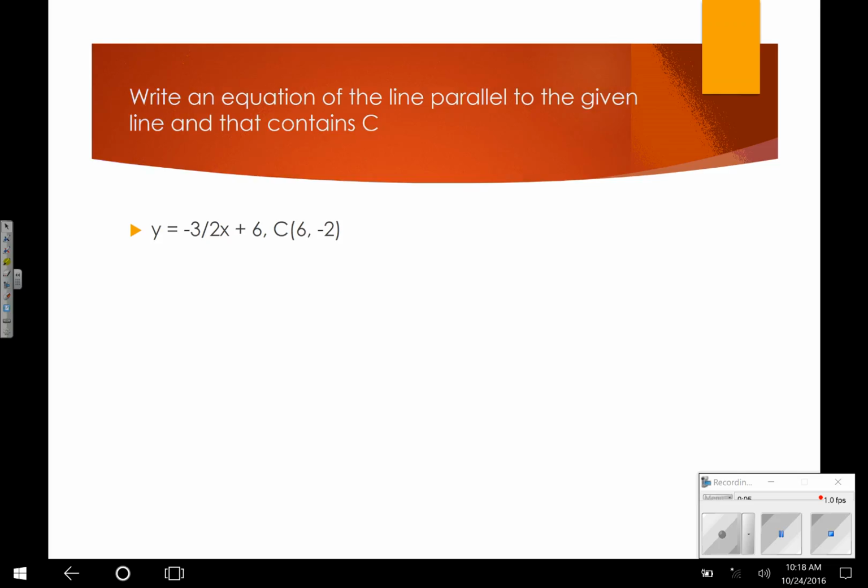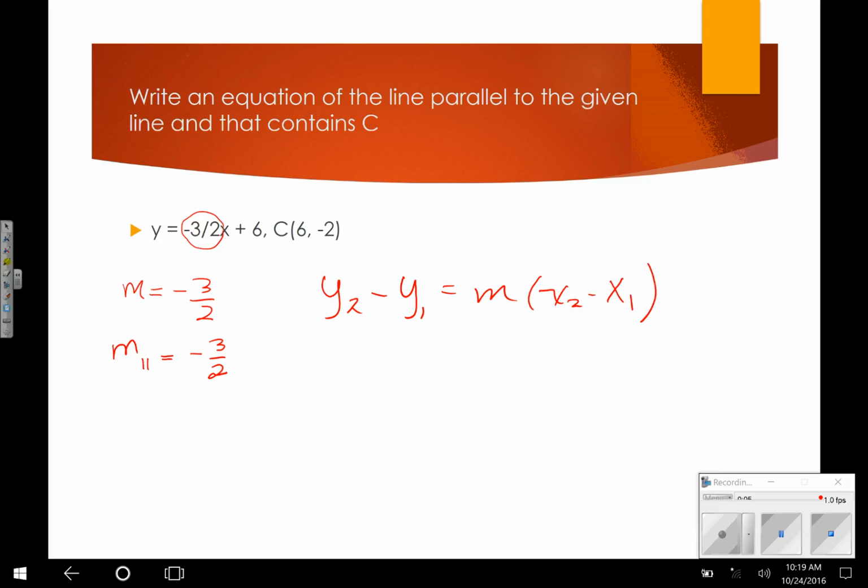One more example, write an equation of the line parallel to the given line that contains C. So if it's parallel, my slope of this one is negative 3/2, so my slope of my parallel is also going to be negative 3/2. Okay. So I'm going to sub that again into point slope form. And I'm going to get y plus 2 equals negative 3/2 times x minus 6.